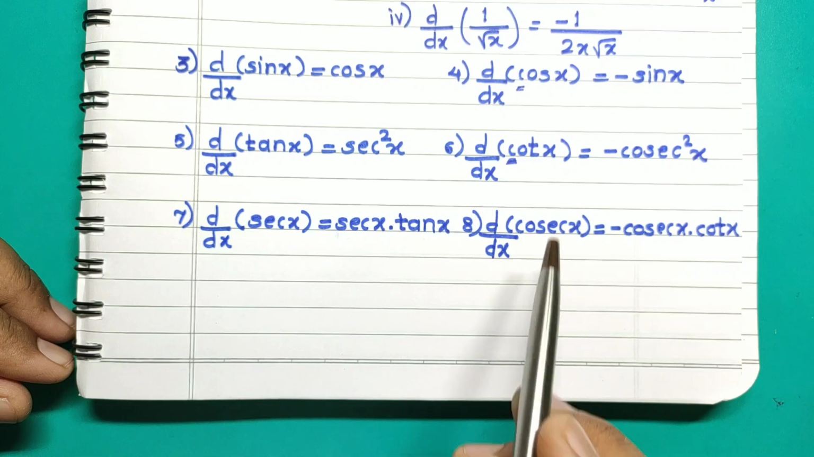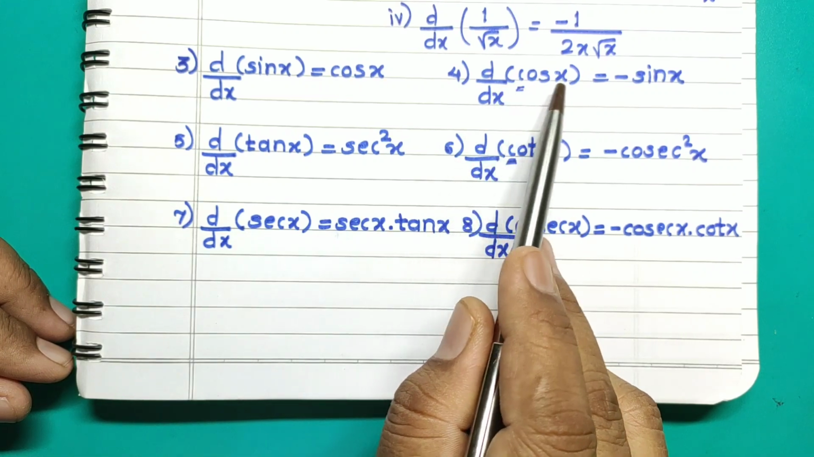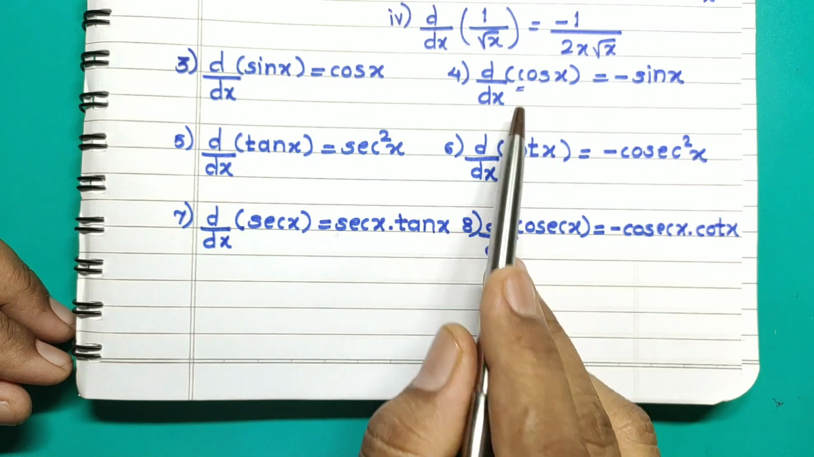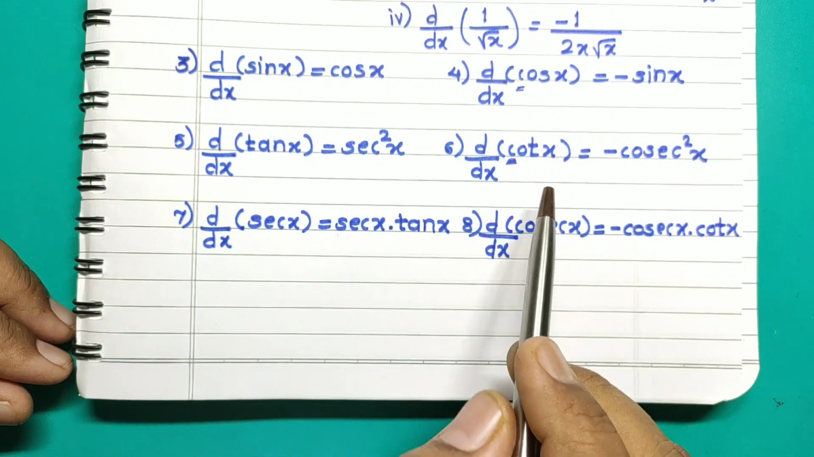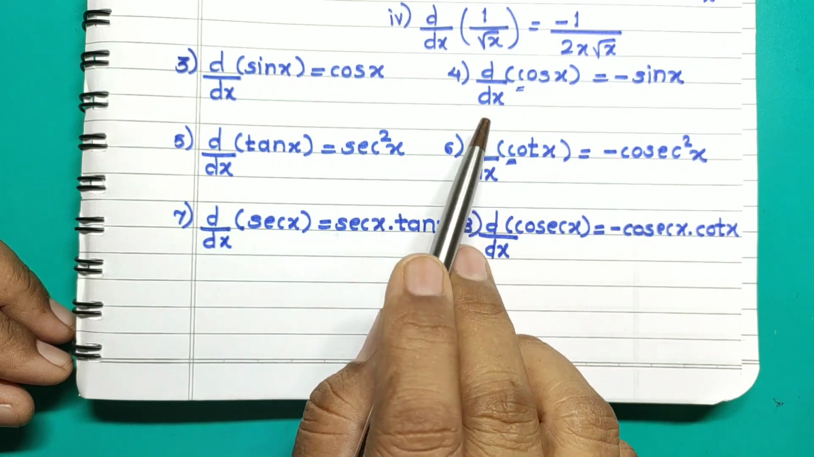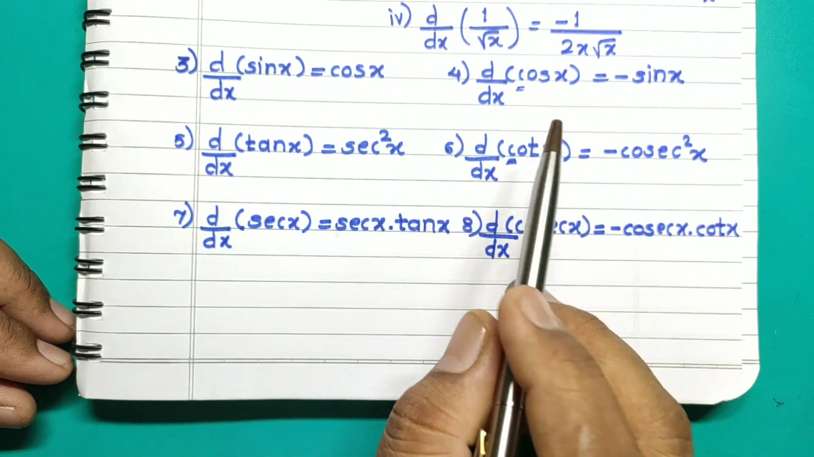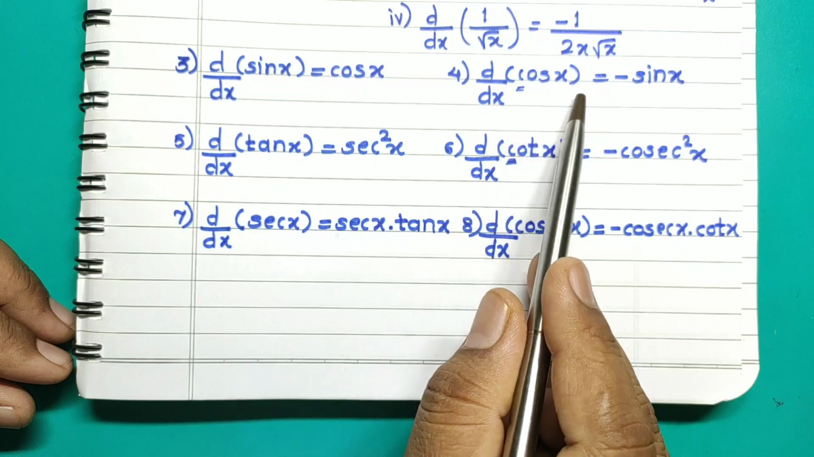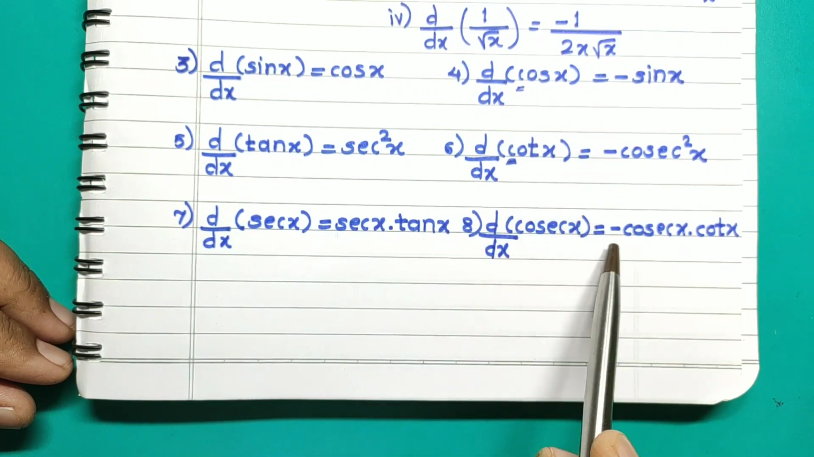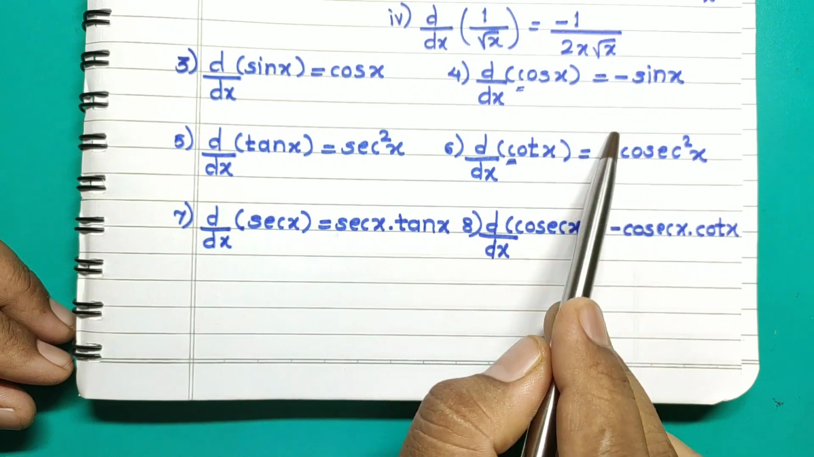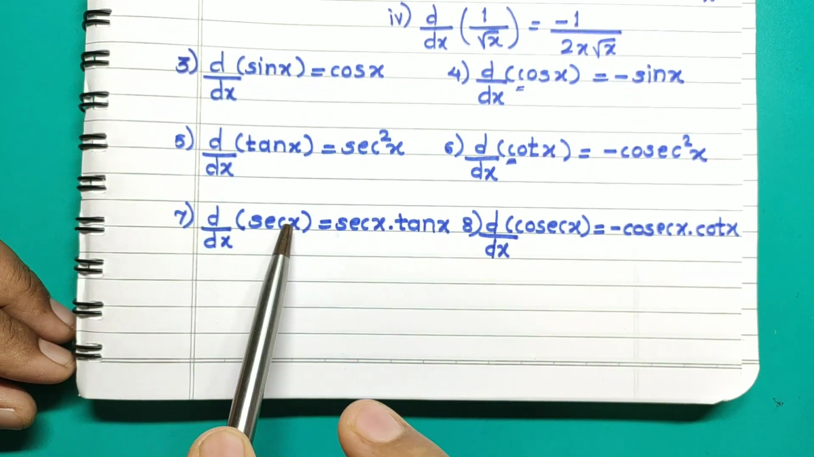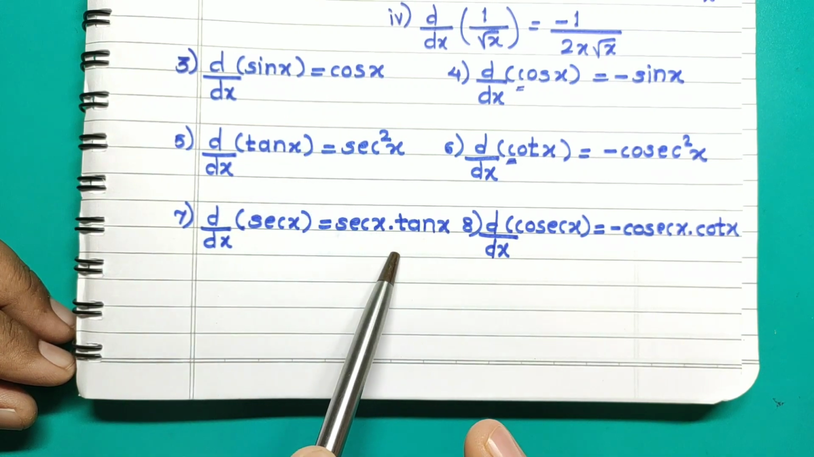You can easily observe that here this cos function, cot function and cosec function start from letter C. So to avoid jumbling of signs, we are going to remember these results as the derivatives of the functions which start from letter C have negative sign. They have negative sign, and the remaining three trigonometric functions have positive derivatives.